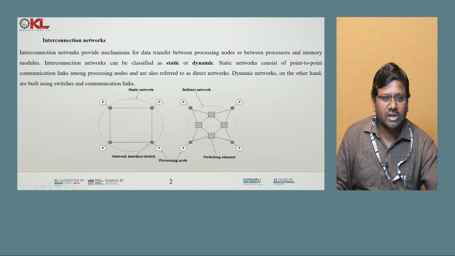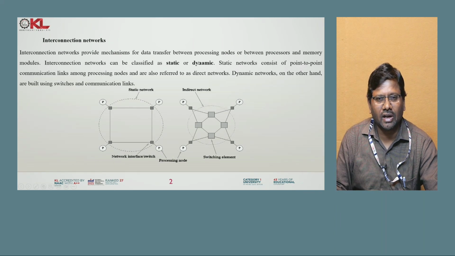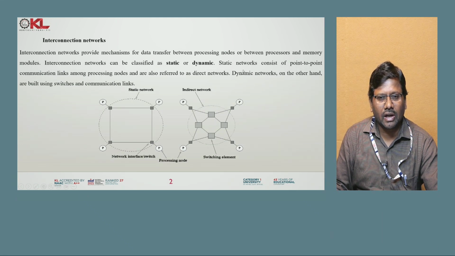So the interconnection network could be classified into two types, static and dynamic. When we talk about the static network, it consists of point-to-point communication links among the processing nodes. This is also referred to as a direct network. In a dynamic network, what do we observe? The connections among the nodes are carried out with switches.